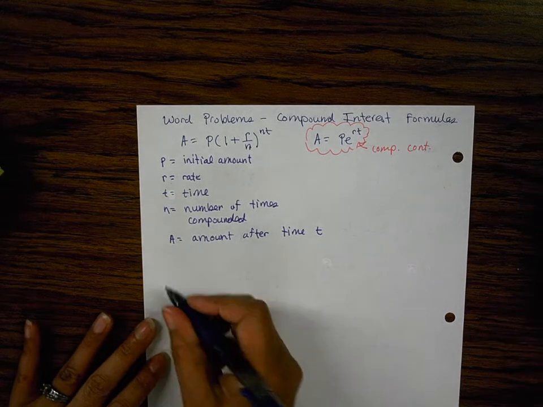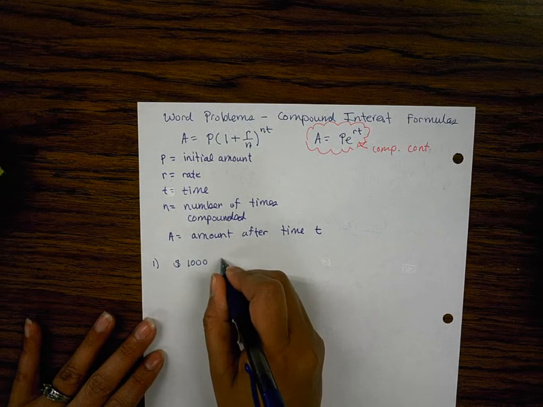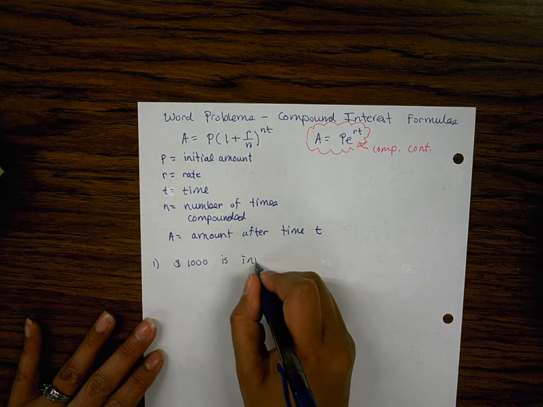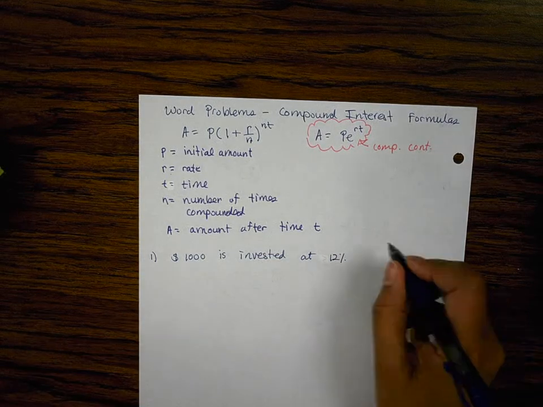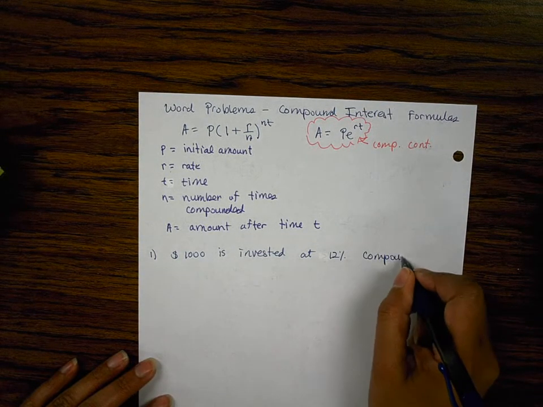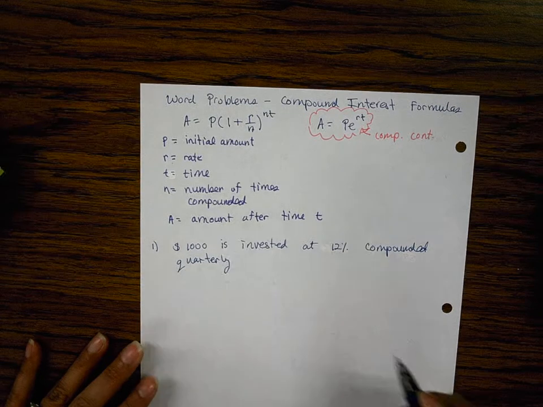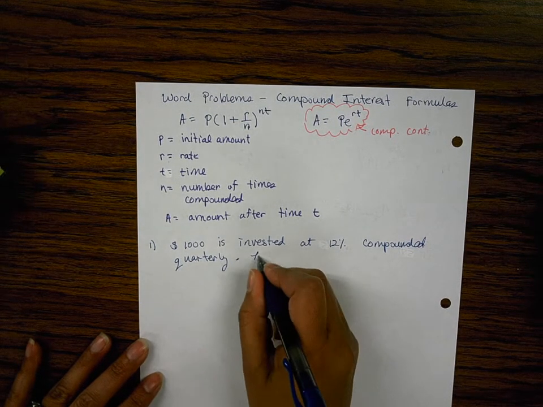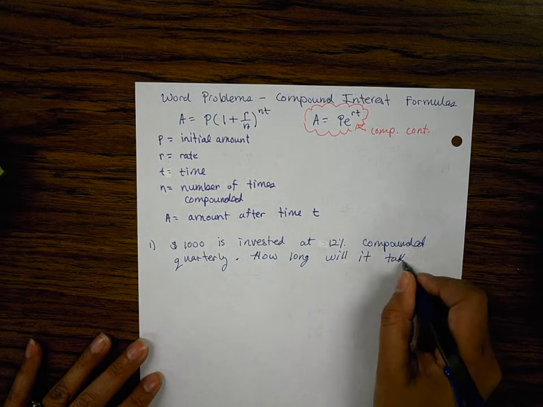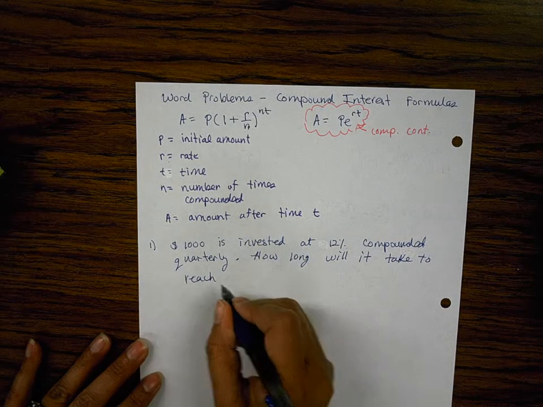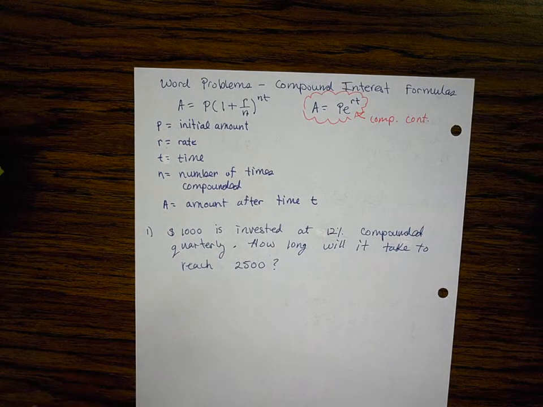Okay, so let's actually try an example. Number 1, $1,000 is invested at 12% compounded quarterly. How long will it take to reach $2,500?